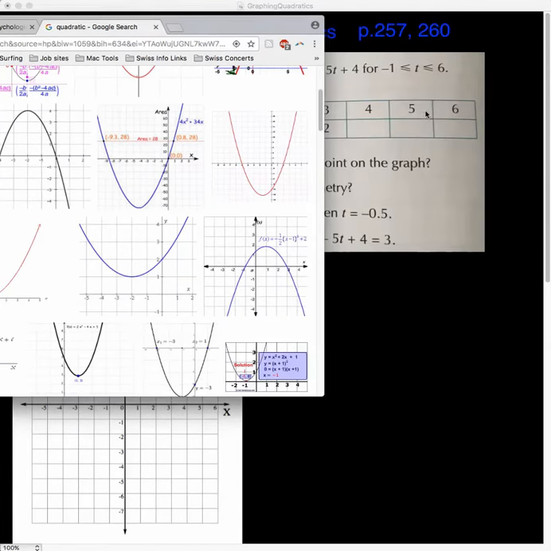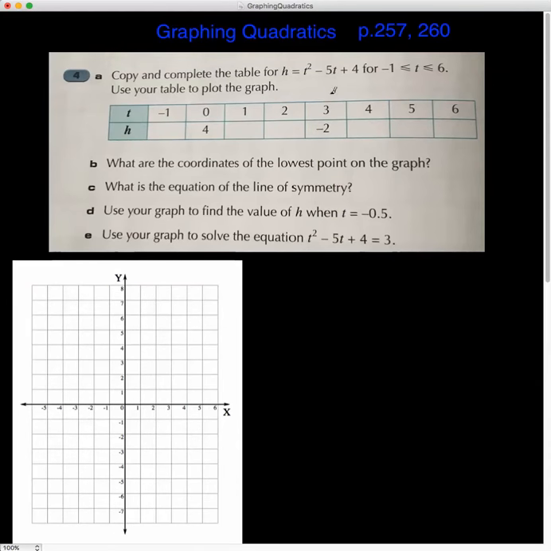So if we come here and look at this, we have this function here. Okay? And for this, we just have to put in these points for t. So fill in t, given -1, 0, 1, 2, 3, 4, 5, 6, and you should have your h. For example, h is equal to, well, if I want to use the point -1, we have t squared, so -1 squared, minus 5 times -1, plus 4.